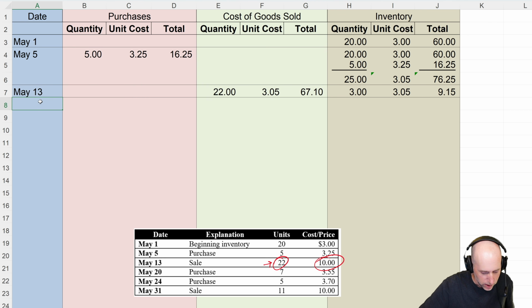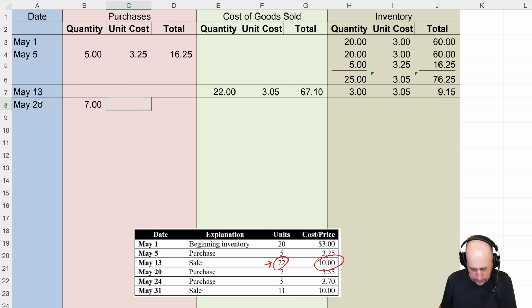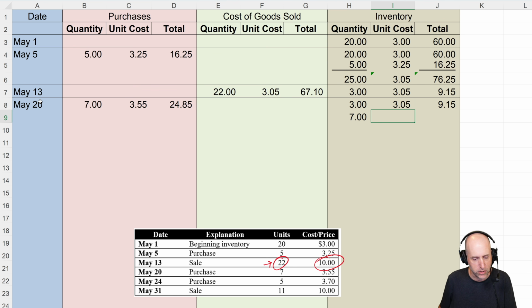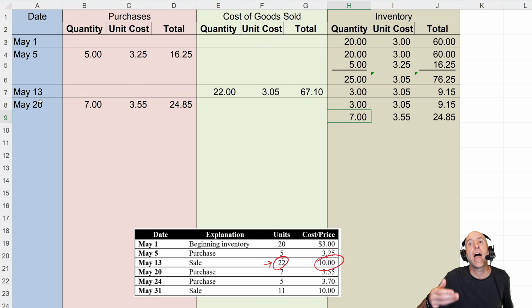Let's continue. May the 20th. We purchased 7 units at $3.55. 7 times $3.55 is $24.85. I didn't make any sales today, so I don't use cost of goods sold. And I go, well, I had 3 at $3.05 for $9.15. I've purchased 7 at $3.55 for $24.85. And guess what? Whenever we make a purchase, we re-average.